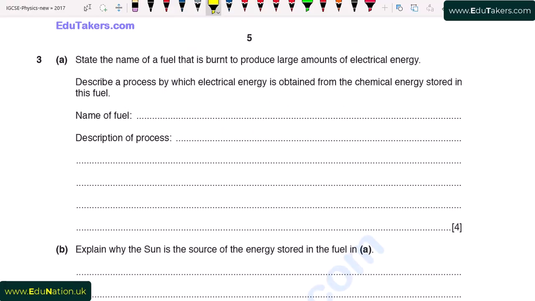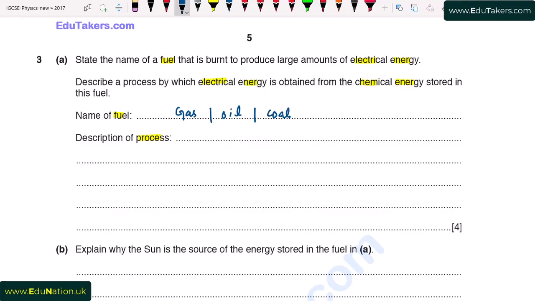Question number 3, part A. State the name of a fuel that is burned to produce a large amount of electrical energy. Describe a process by which the electrical energy is obtained from the chemical energy stored in this fuel. First of all, here is the name of the fuel and second, the description of the process. So the fuel that is burned to produce a large amount of electrical energy is gas, oil or coal. So I write here fuel is gas, oil or coal.